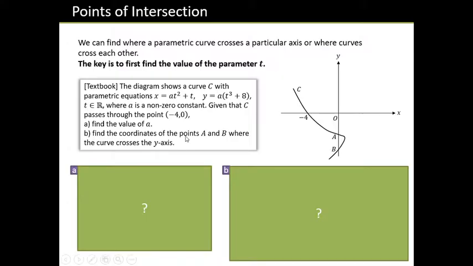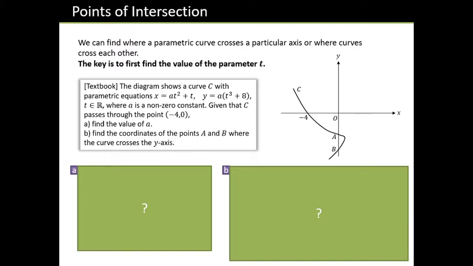Okay, we're now going to look at how you define and find points of intersection for parametric equations. If we look at this example taken from the textbook, the diagram shows a curve C with parametric equations x is equal to at squared plus t, y is equal to a(t cubed plus 8), and we're told that t is any real number, where a is a non-zero constant. Given that C passes through the point (-4, 0), find the value of a.